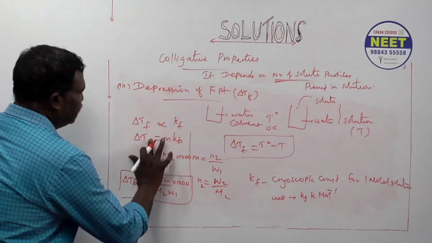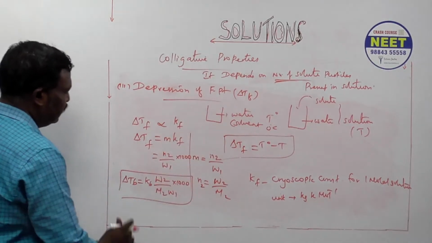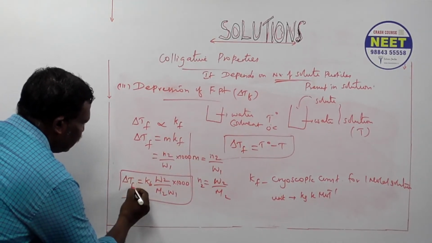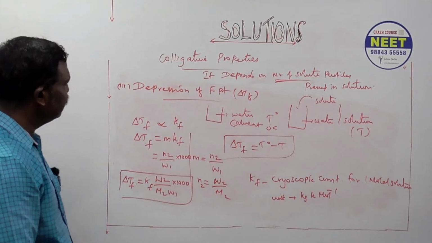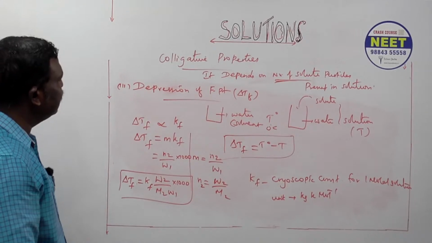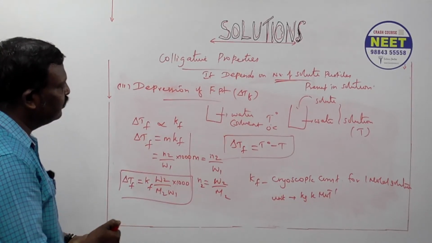Other things you just change. This is Kf, this is also Kf, this is also Kf. Understood? This is called depression of freezing point. When we add solute to solvent, the freezing point decreases. Okay.